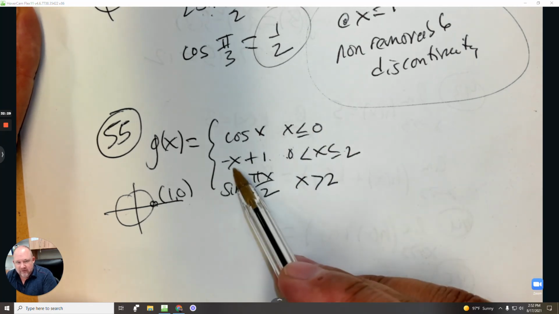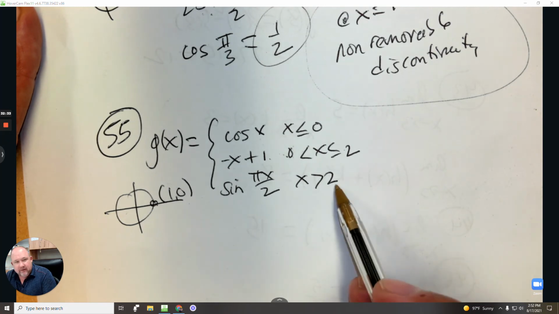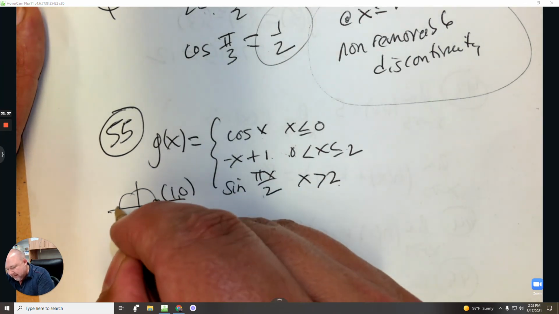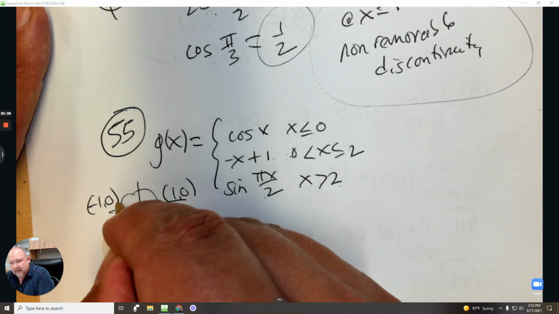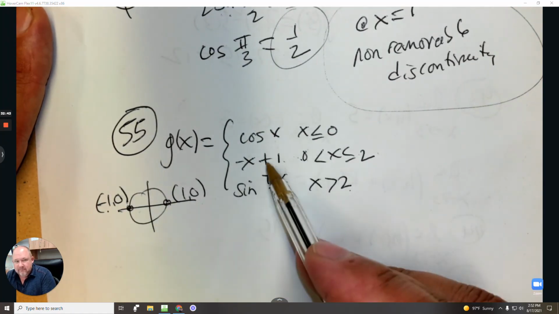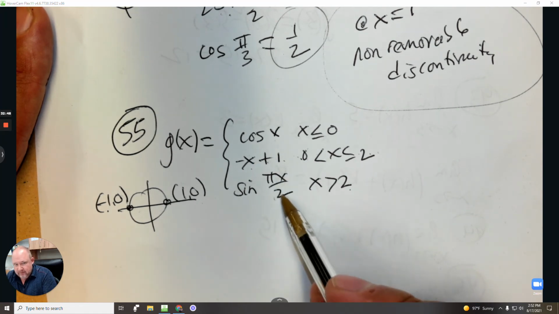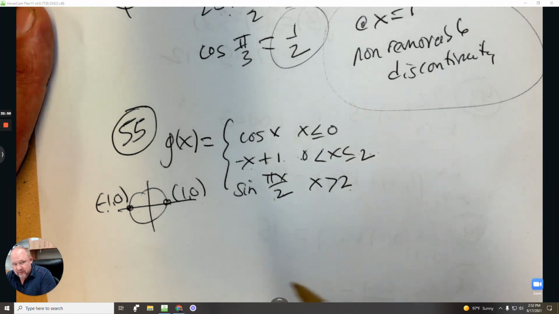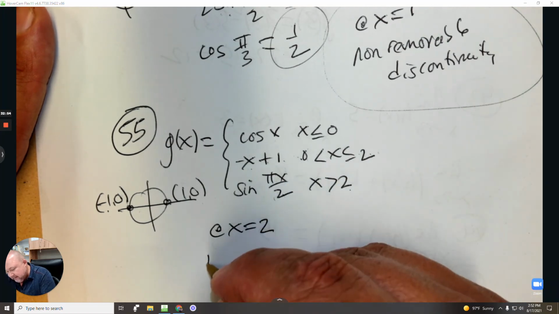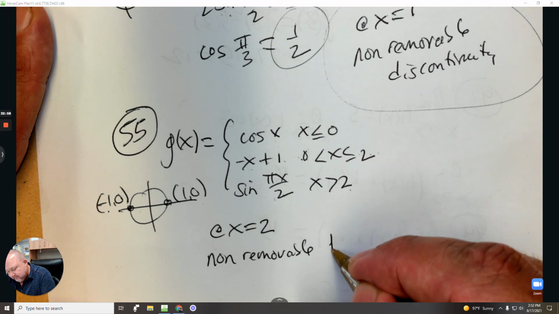Plug 2 into the top and you get the answer negative 1. If I plug 2 into the bottom piece, the 2's cross out and I'm at pi. Pi is on the left side. The y-coordinate there is 0. So the top middle piece, when you plug in 2, gives you negative 1. This piece gives you 0. So there's a discontinuity at x equals 2. Again, it's non-removable because the limit does not exist.